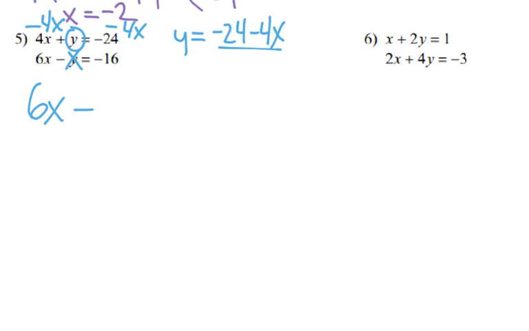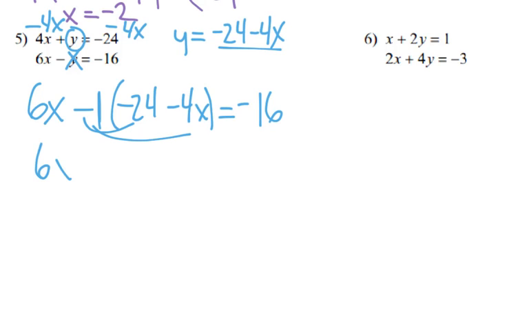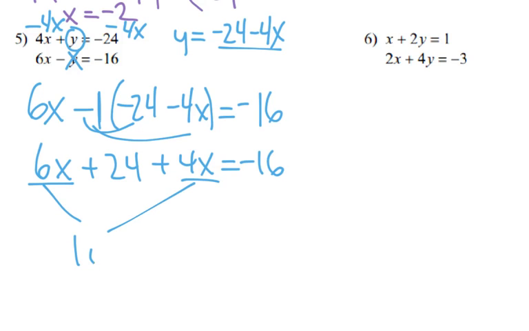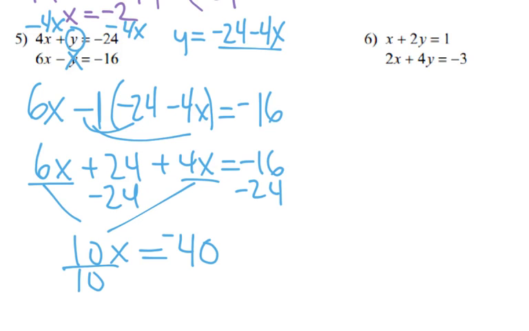So I get 6x minus. Now you still want to use parentheses, because that minus y is like a negative 1. So negative 24 minus 4x equals negative 16. Distribute the negative 1 through, we get 6x plus 24 plus 4x equals negative 16. 6 and 4, they're on the same side, so I just combine them to be 10x equals, subtract 24, and we get negative 40, divide by 10, and we get x equals negative 4.